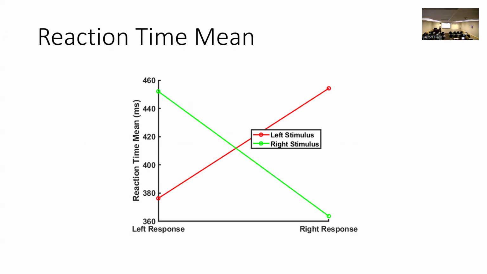So I forgot to add pictures to this, but these two are the compatible responses. So that's left stimulus, left response. So that's the easy trial in that block. And then the other easy trial is right stimulus, right response. So that's one block when it's ipsilateral. And when we do that, you have relatively short reaction times, which makes sense.